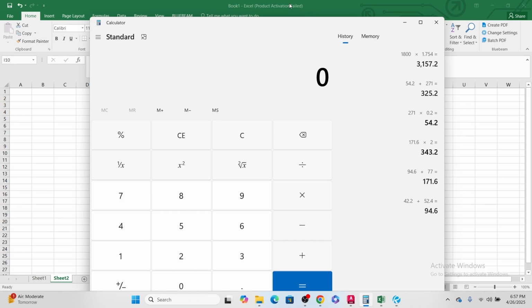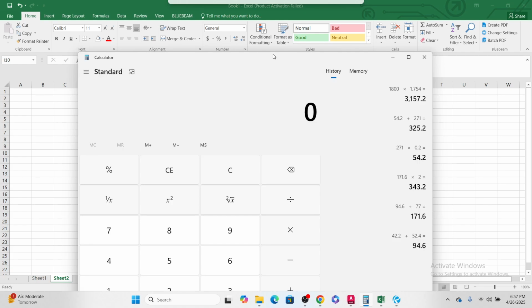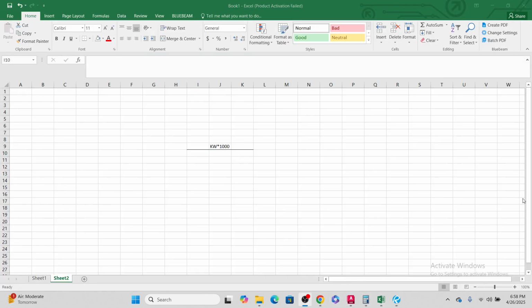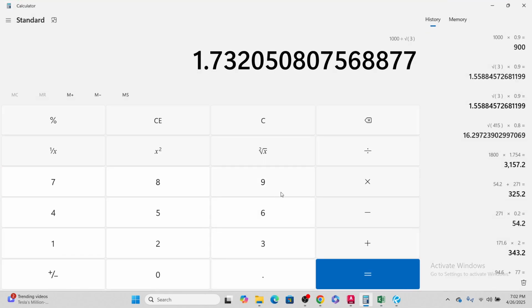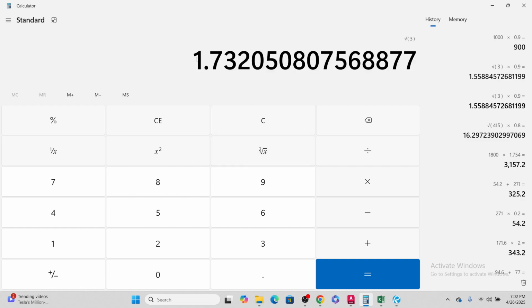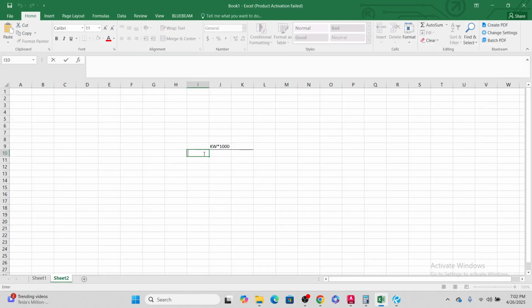Wait. Yes, one minute. For the root 3, I don't know how to type it, so for that I will go to the calculator. Just type 3 and this one. So let's copy 1.73, and we will put 1.73 here. And this is the multiply mark. So 440 into power factor 0.9. So this is the calculation. You can calculate the ampere.